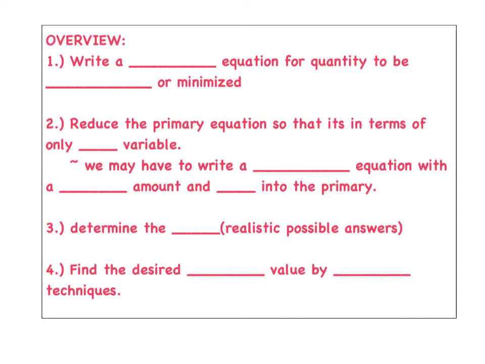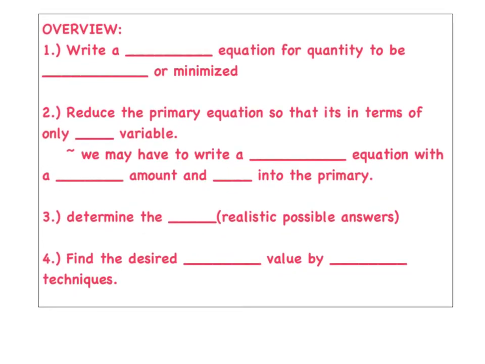All right, I want to do a brief overview of the steps we're going to take on these problems, and then as we go through the problems, I'll point out how each of these steps was incorporated and how it's going to reveal itself. But the first thing we want to do is write what I call a primary equation. That primary equation is for the quantity that's either going to be maximized or minimized along the way. And then, and this is maybe my favorite step, the most important one, we want to try to reduce that primary equation so it's in terms of only one variable.